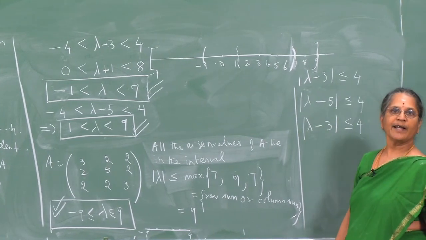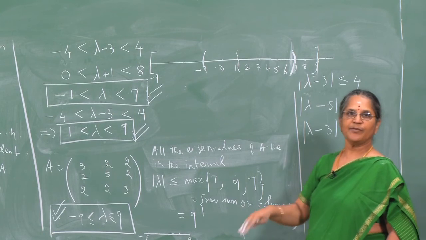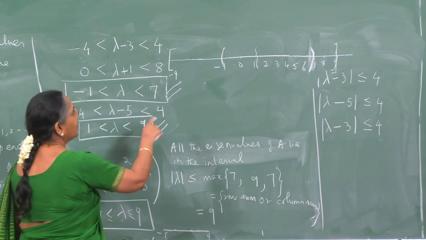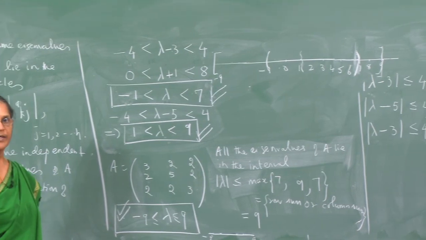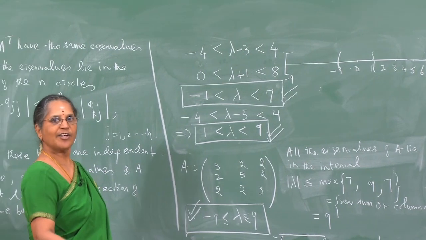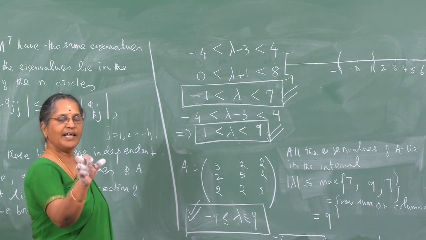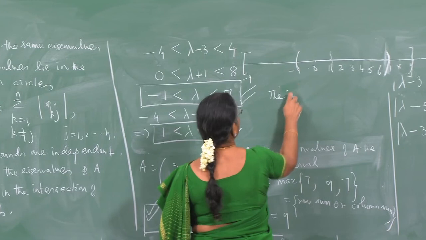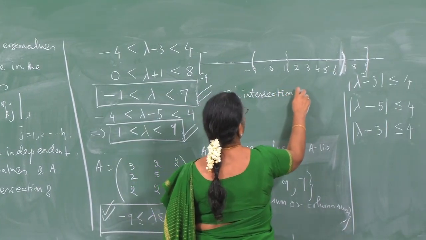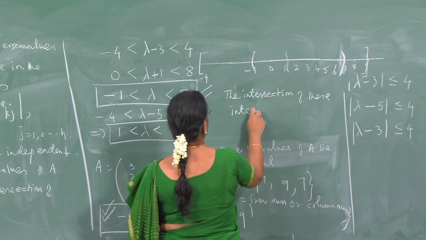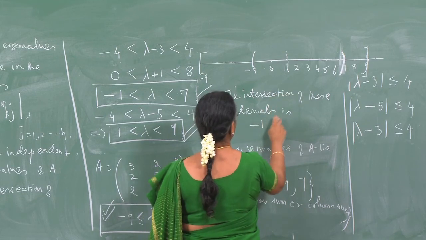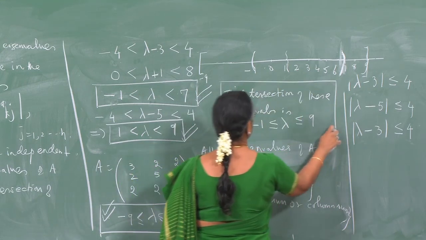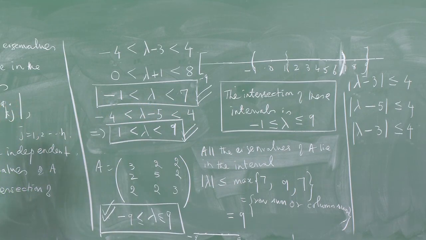So, now we have to make a conclusion about the interval within which all the eigenvalues lie. Since the bounds are all independent of each other, we have to find the intersection of these intervals and write down the interval within which all the eigenvalues lie. So, we observe that the intersection of these intervals is minus 1 less than or equal to lambda less than or equal to 9. So, the eigenvalues of this given matrix lie in the interval minus 1 to 9.